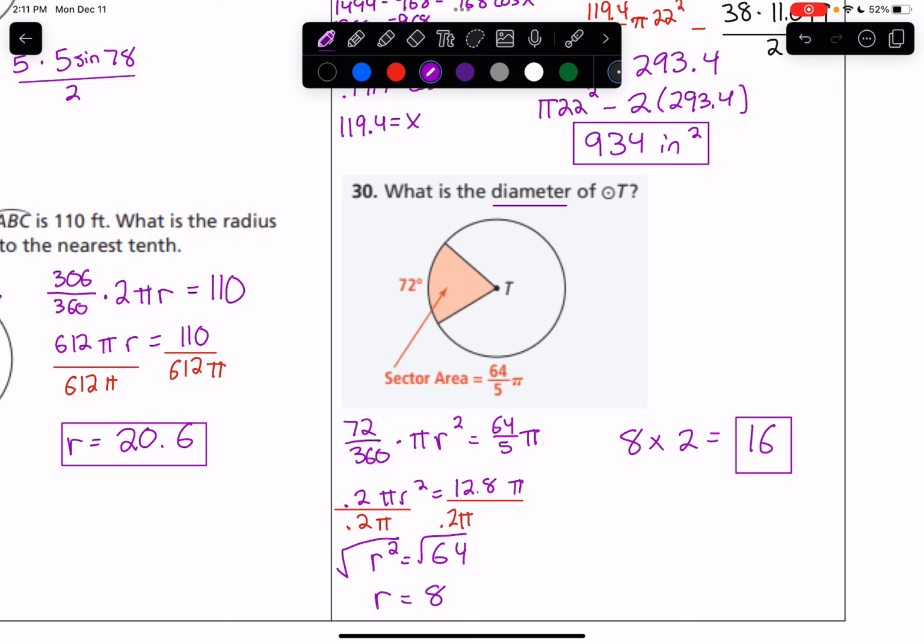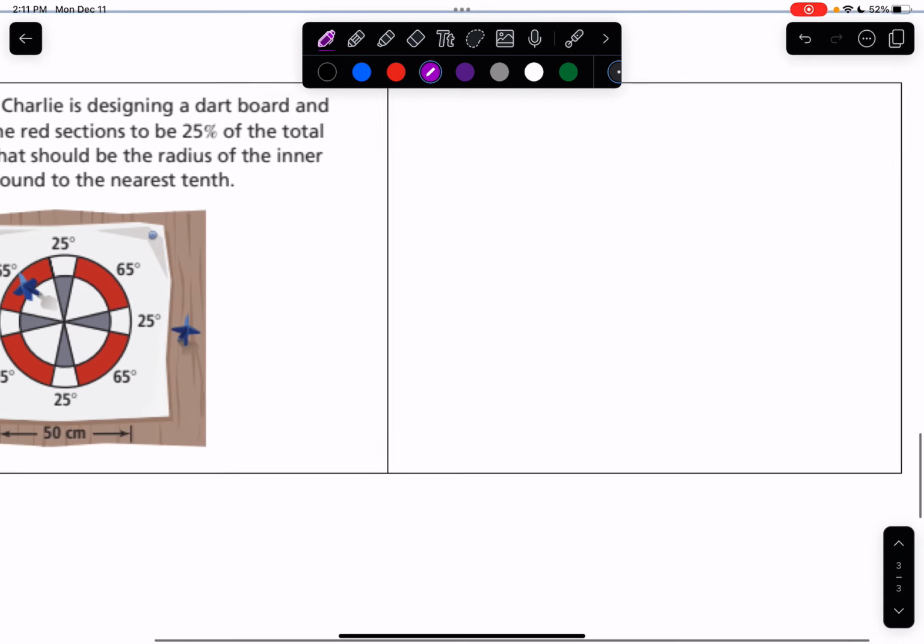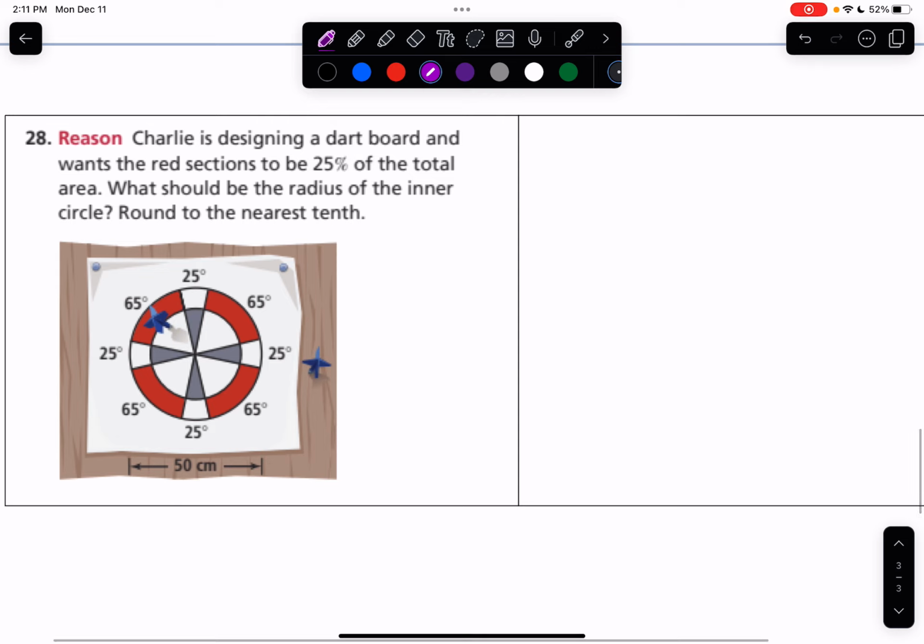All right. One more to go. This one is also pretty difficult. Very in-depth problem here. Charlie is designing a dartboard and wants the red sections to be 25% of the total area. What should be the radius of the inner circle? This is a problem that I would usually call an extra credit problem. Okay? So let's think about how this is going to work.